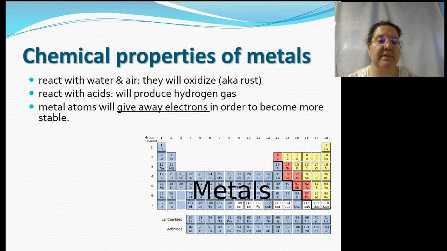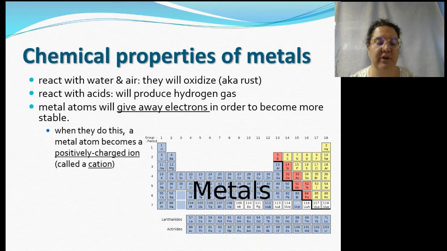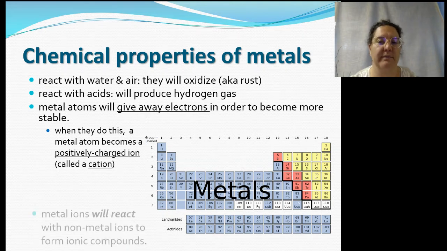Chemical properties of metals include, does it react with water and air? So they will oxidize. Aluminum will oxidize white, whereas iron oxidizes and forms rust. Metals can react with acids and they produce hydrogen gas. So we'll see bubbles being produced as well as a change in pH. And metal atoms will give away electrons in order to become more stable. So they'll become cations, which are positively charged. Again, there's that t in the middle reminding us that it's like a positive ion.